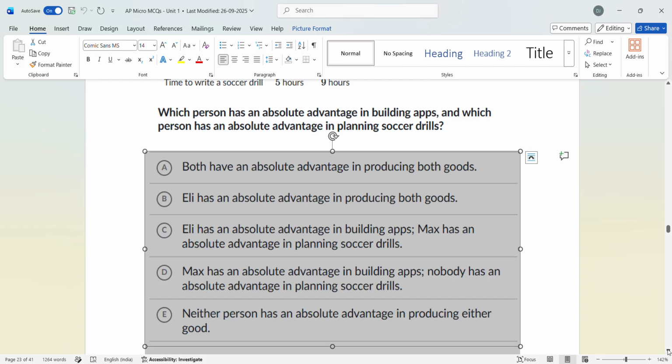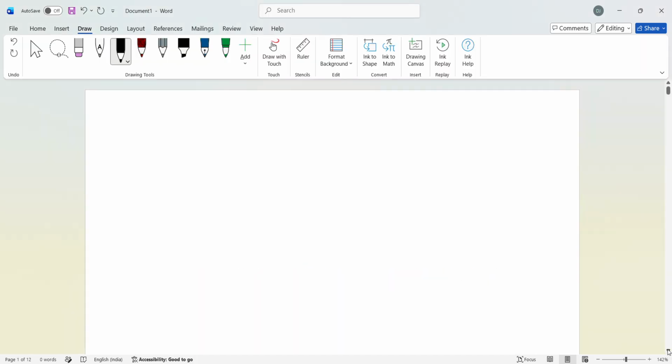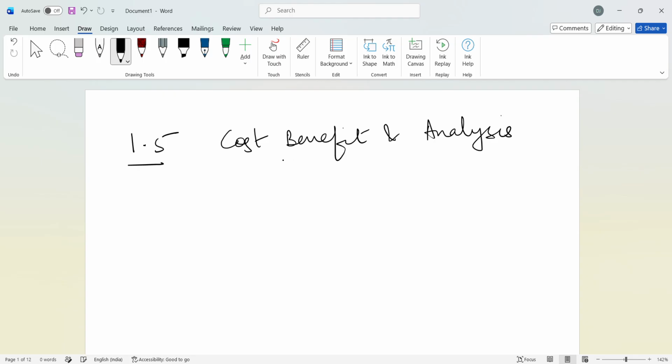All right. Okay. I'll come back to my worksheet and now let's begin. So the first thing that we have to do is 1.5. So that's 1.5. I'll begin with this. It's called cost benefit analysis. All right, cost benefit analysis. That's 1.5. All right, before I begin with the analysis and with the benefits, let's just concentrate on this cost.